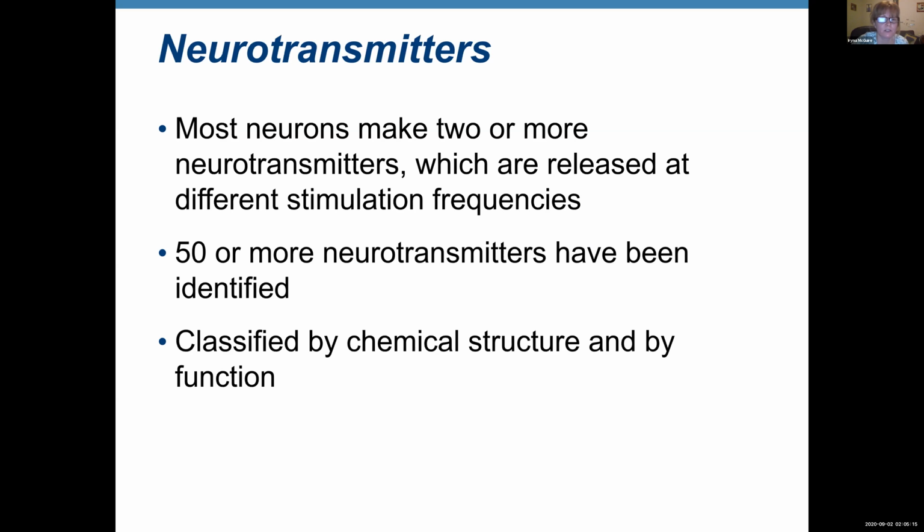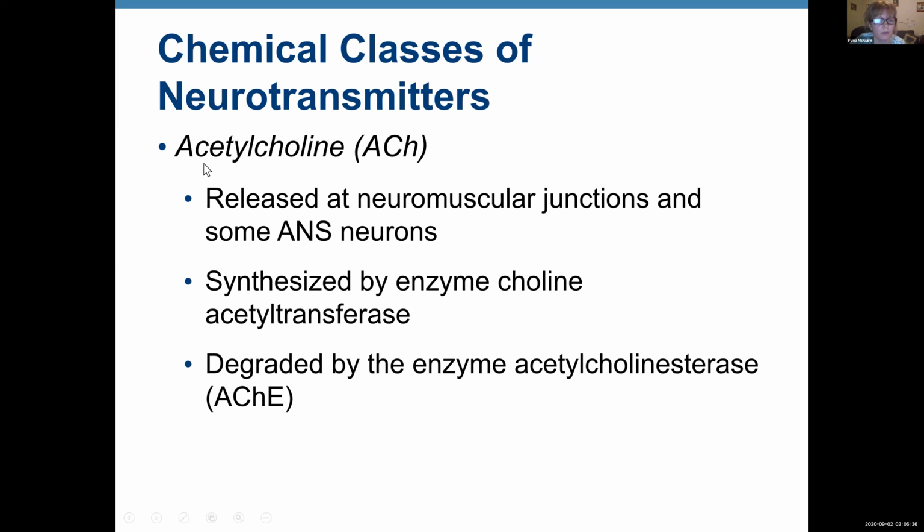Okay, now very quickly about neurotransmitters. Most neurons make 2 or more neurotransmitters, and we know about 50 neurotransmitters. But definitely we have way more, and they can be classified by chemical structure and by function. By chemical structure, what's good for you to remember is acetylcholine, a very common neurotransmitter. First, it's released at the neuromuscular junction, and this is what you cover in 58, right? So where your neurons innervate your skeletal muscles, acetylcholine is released. It's synthesized by the enzyme choline acetyltransferase and degraded by the enzyme acetylcholinesterase. Acetylcholinesterase, right?